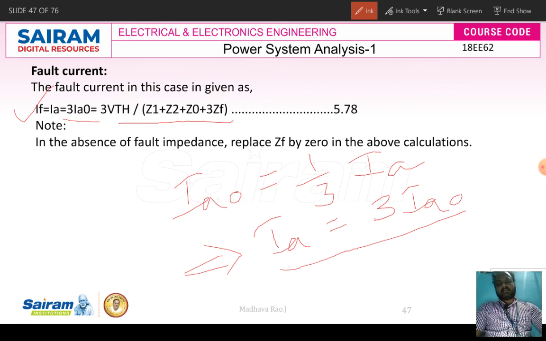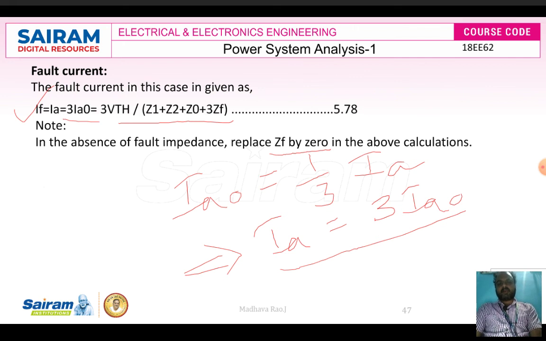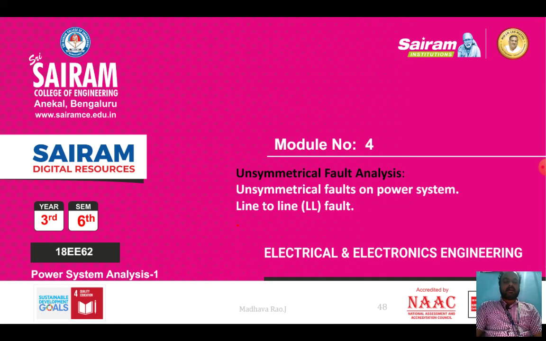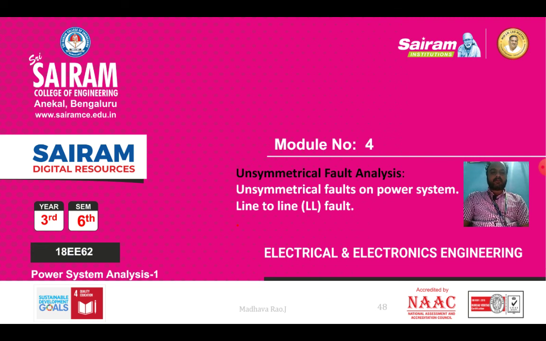So in this case, if the fault impedance is absent, suppose fault impedance is not connected, then we need to replace ZF with 0 for calculations. Okay. So this is about fault current in single line to ground fault. Right. Next we will discuss about line to line fault. Right. Okay. Thank you everyone.